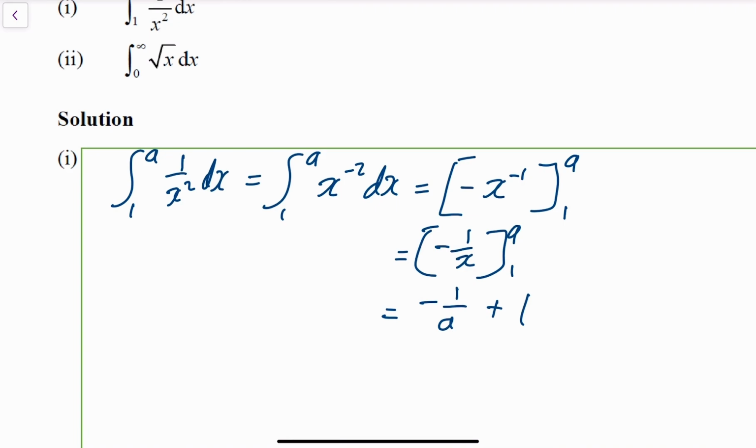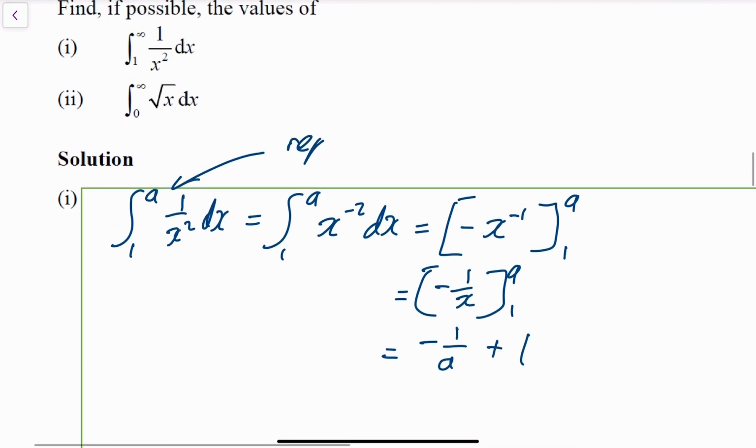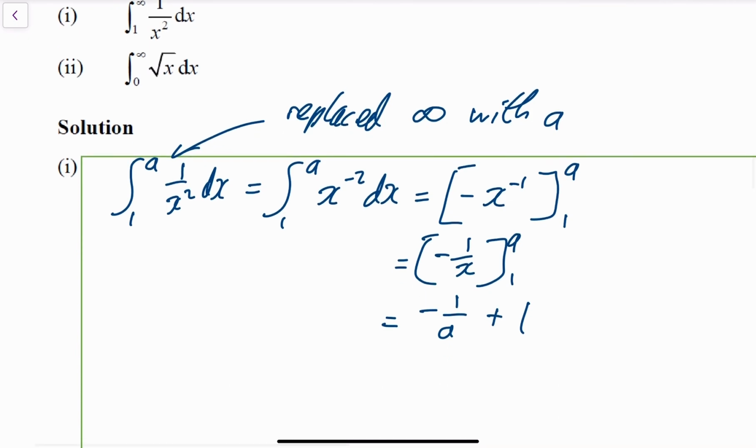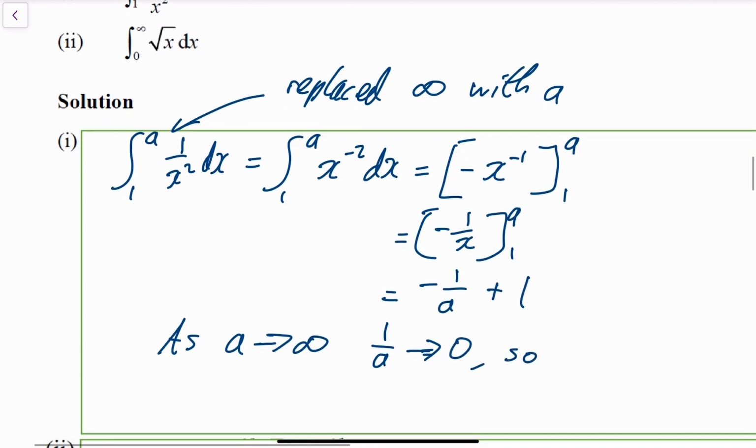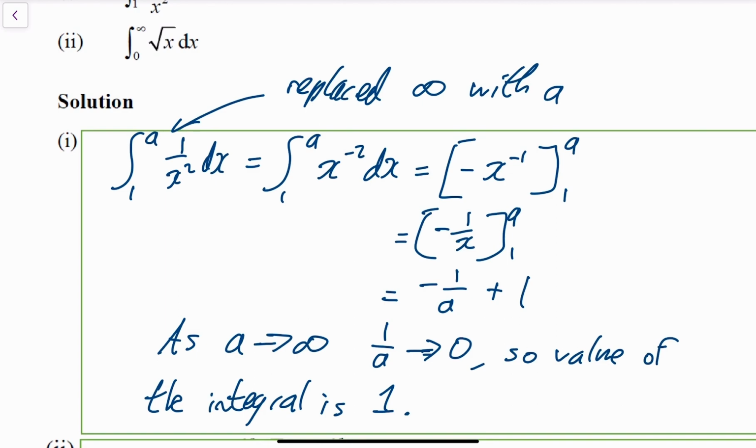Okay, so remember, what we had to do here is replace infinity with a first of all, but it still was infinity, so we can't just forget about it. So as a tends to infinity, the 1 over a goes to 1 divided by infinity. Well, even 1 divided by a million is a tiny number, so 1 divided by infinity tends to 0. So the value of the integral is just +1, and that's it.